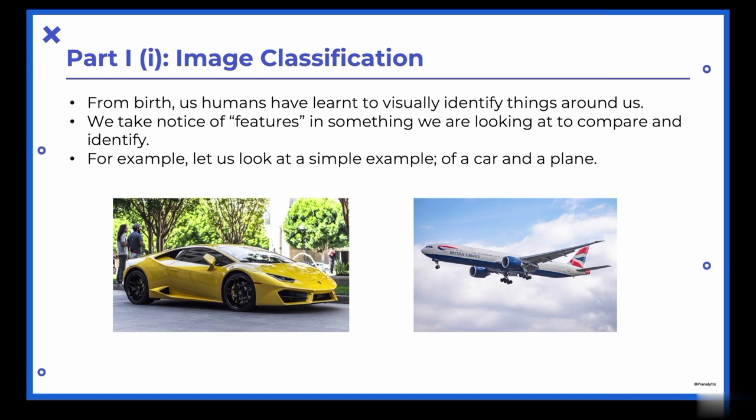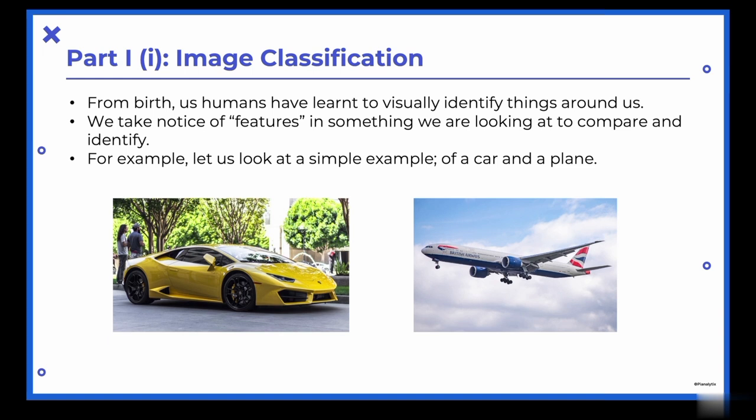So let us see what is image classification first. From birth, us humans have learned to visually identify things around us. We take notice of features in something we are looking at to compare and identify. Let us take a look at a simple example.